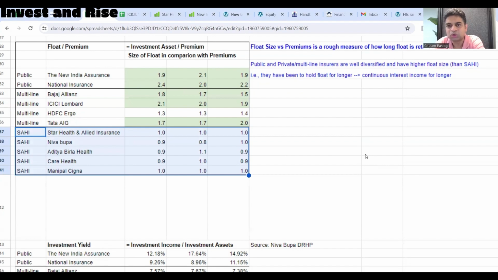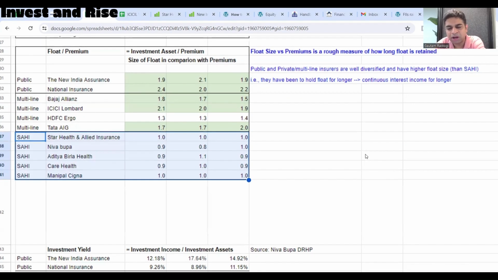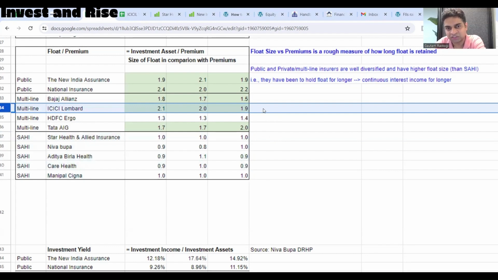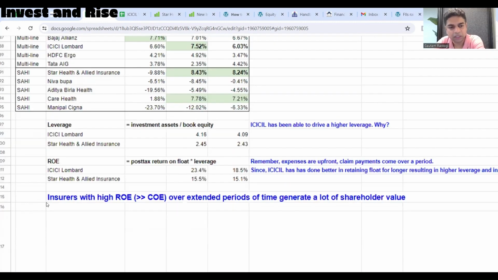All right. So I just wanted to leave you with that point, that everything has its own pros and cons. In fact, because ICICI Lombard has a higher float size, what it means is they are able to drive a higher leverage as well. That means because of the higher leverage, they have a higher ROE, which is a very important metric for insurers. Insurers with high ROE over extended periods of time generate a lot of shareholder value.